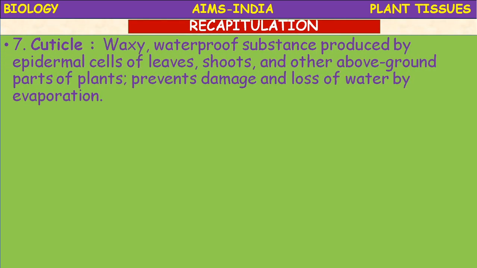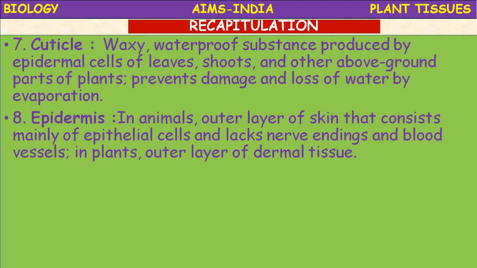Next, cuticle. A waxy waterproof substance produced by epidermal cells of leaves, shoots and other above ground parts of plants. It prevents the damage and loss of water by evaporation. Means transpiration can be stopped by this cuticle.